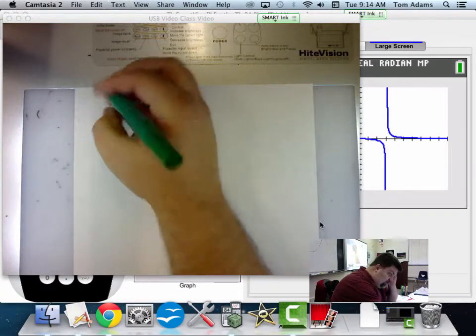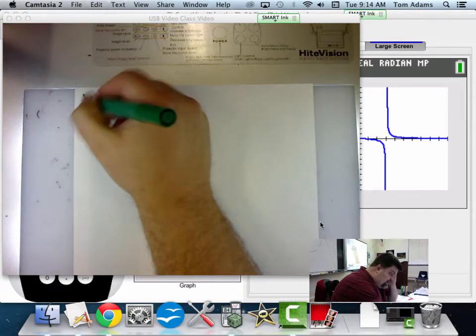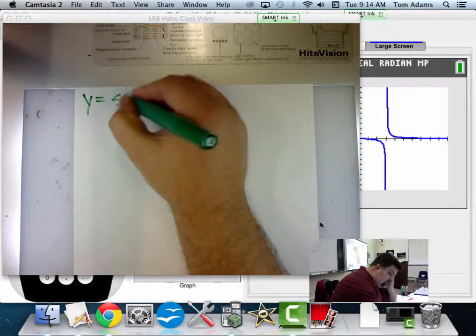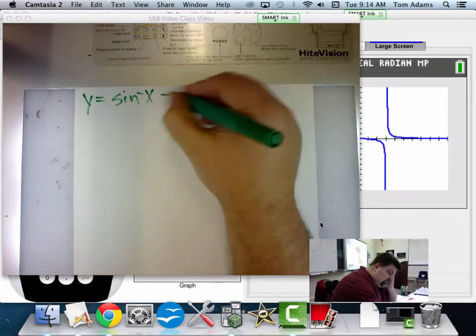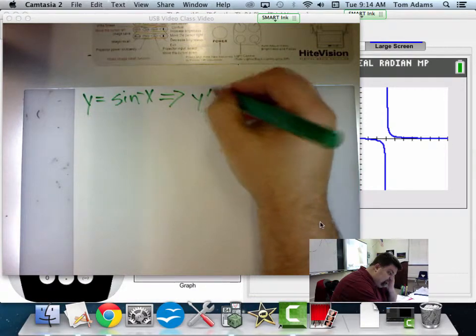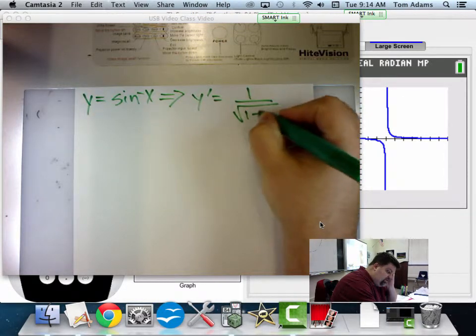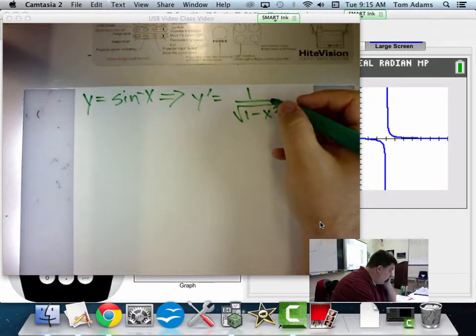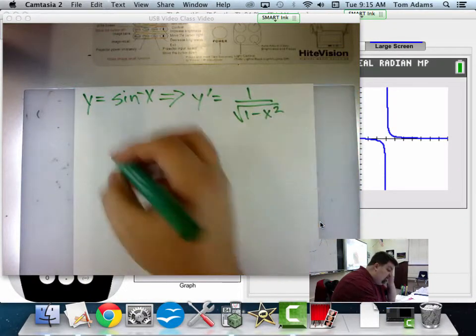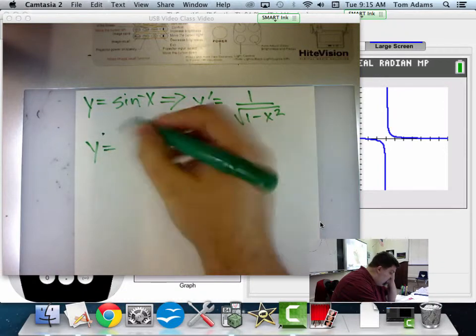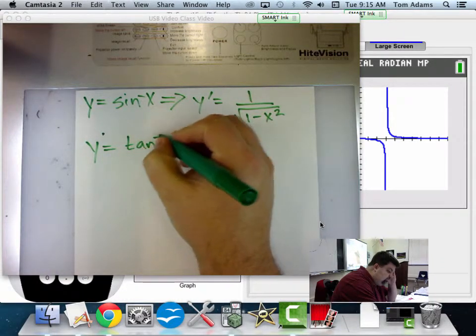In example number 1, we established that if y is equal to arcsine, then y prime was 1 over the square root of 1 minus x squared. Okay? And then, for example number 2, we're given y is equal to arctangent.